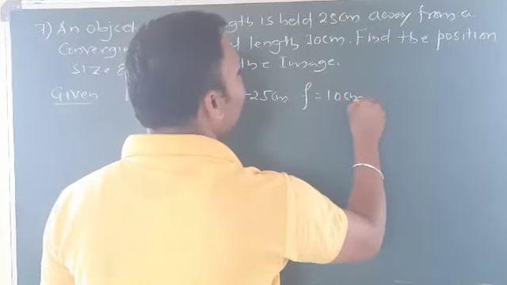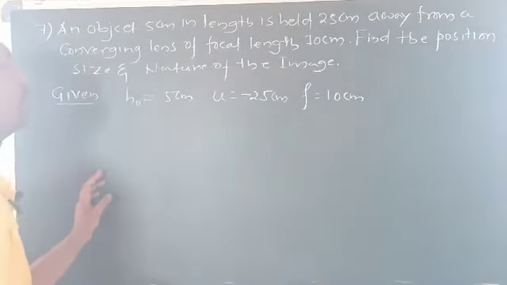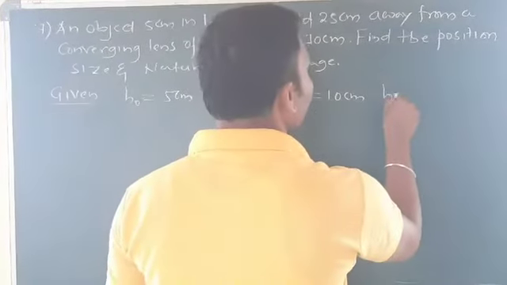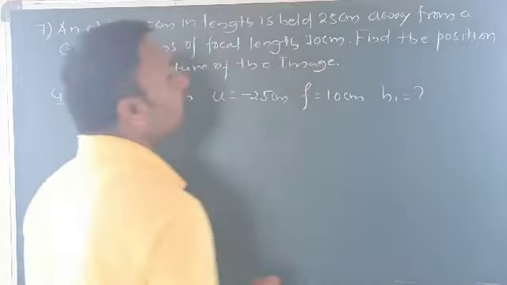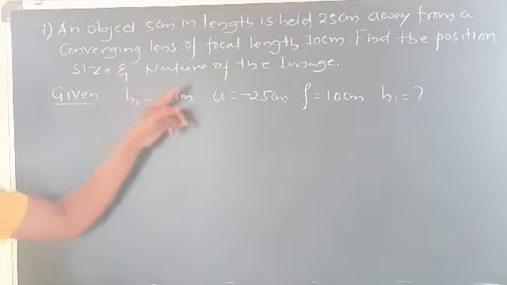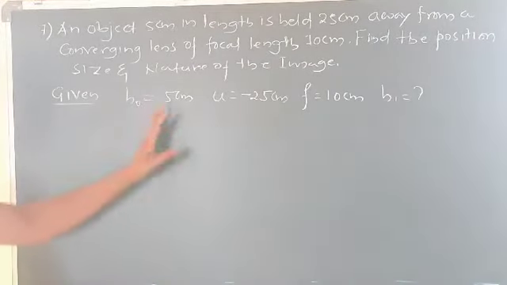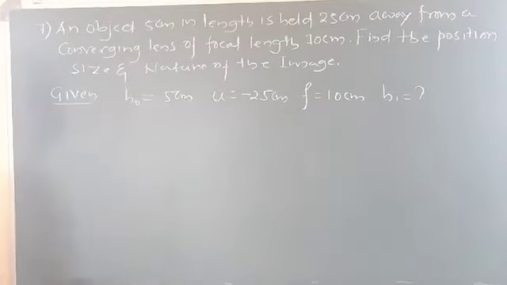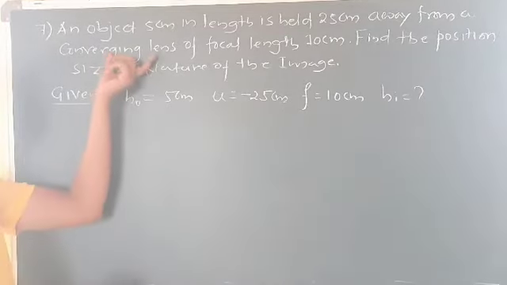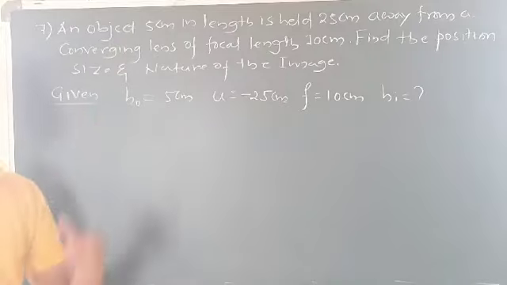What we need to find? The size of the image, HI, the nature of the image, and the position of the image. For that, converging lens means it is a convex lens, so we need to use the lens formula.